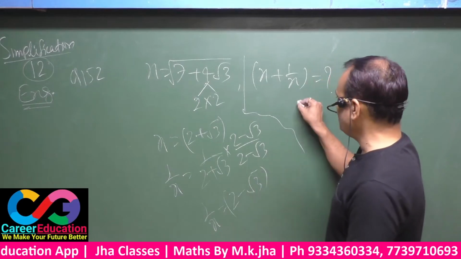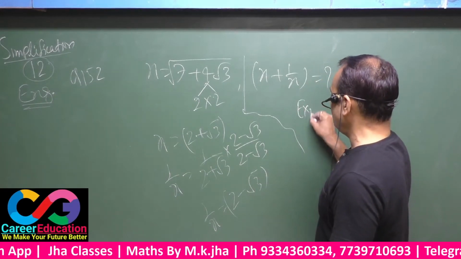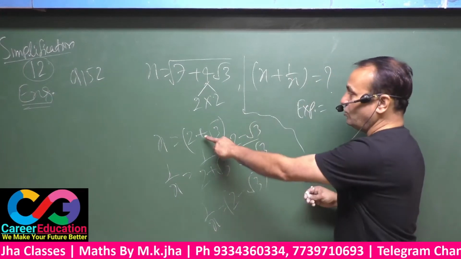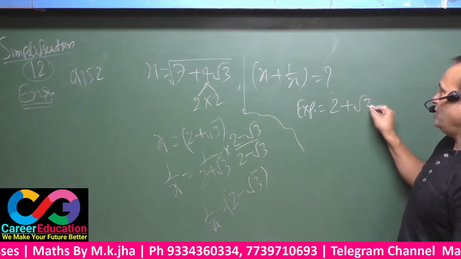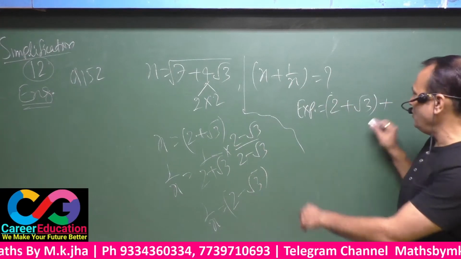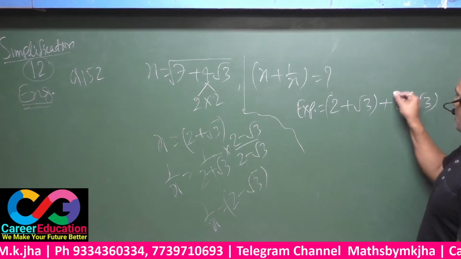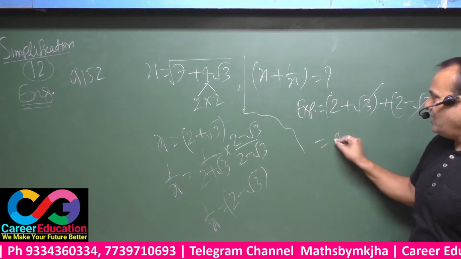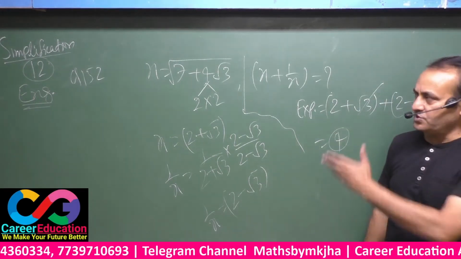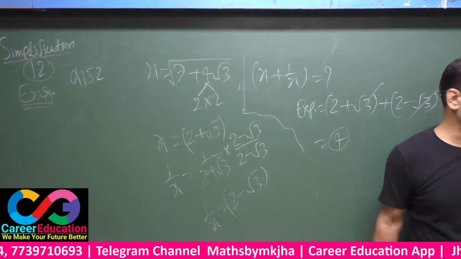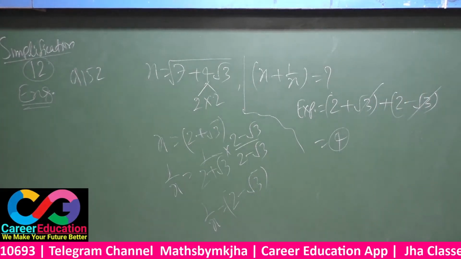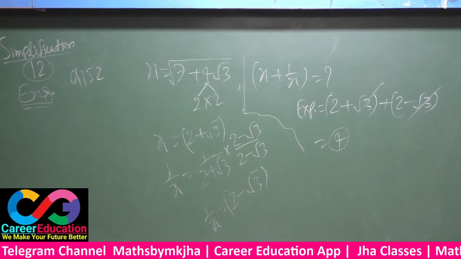Now your situation is this one. The expression is x plus 1 by x. You got the value of x, that is 2 plus root 3, and this is 2 minus root 3. Now minus and plus will be cancelled and you get the answer 4. The answer must be 4 for this question. Of course, this is to be noted.